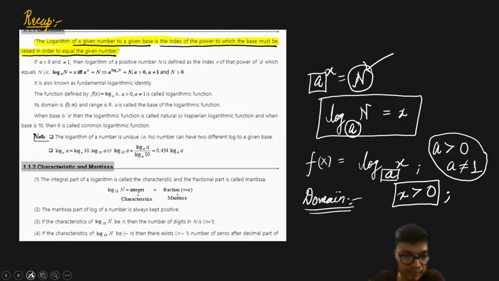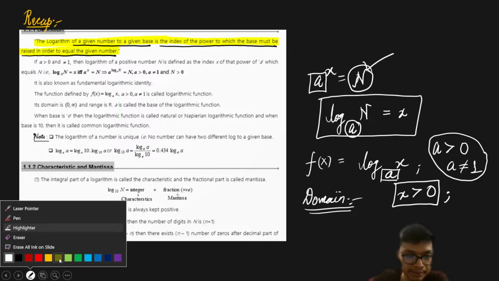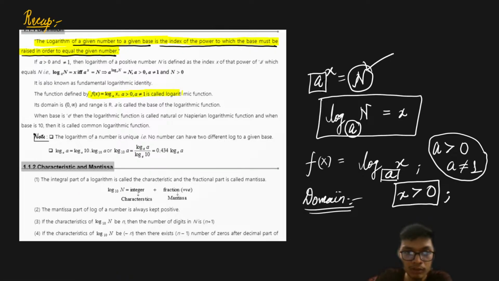This function f of x equals log x is called a logarithm function, and its domain is x greater than 0, that is 0 to infinity, and the range is all real numbers, and a is called the base of the logarithm function. When the base is e, it is called the natural logarithm or Neperian logarithm function, and when the base is 10, it is called a common logarithm function. So when I say natural logarithm function, it means the base of the logarithm is e, and if the base is 10, it is called a common logarithmic function.